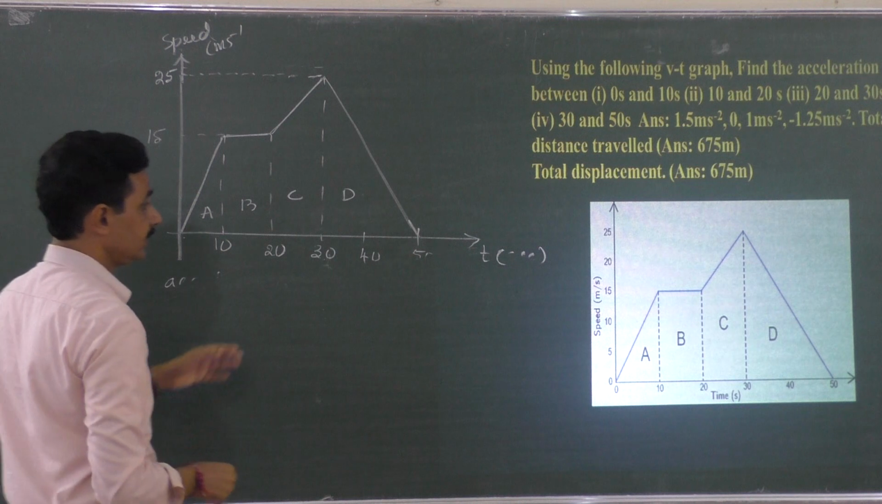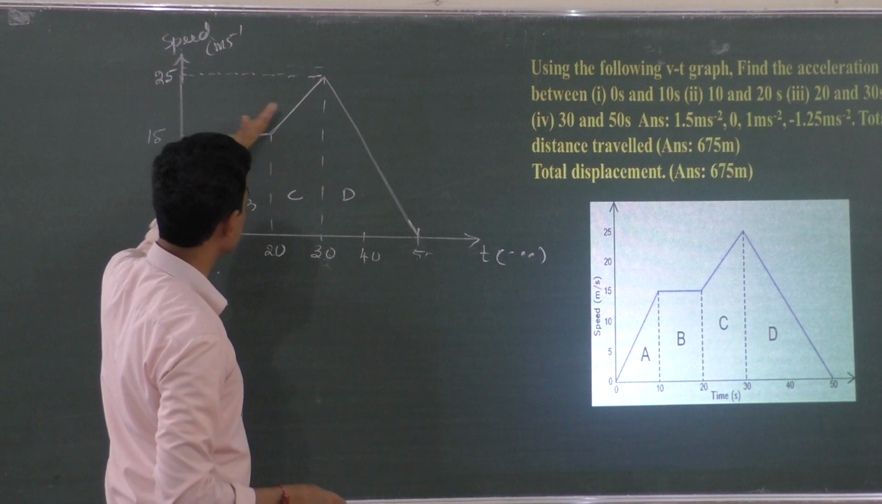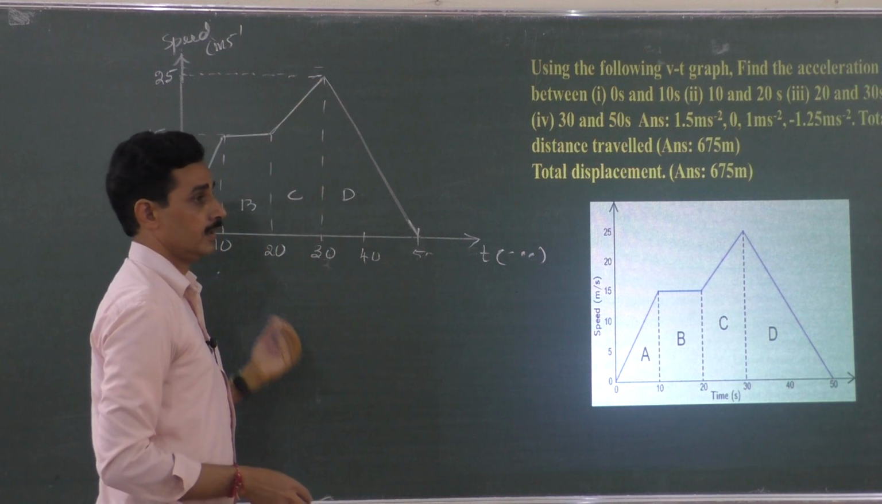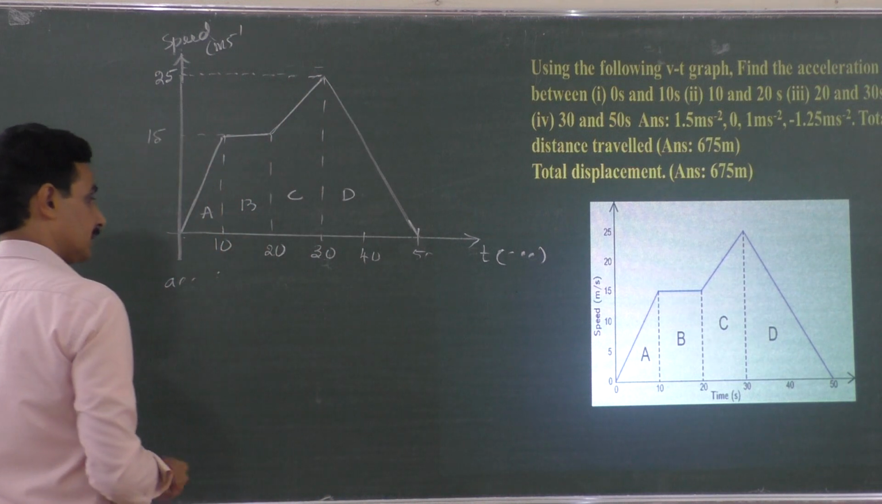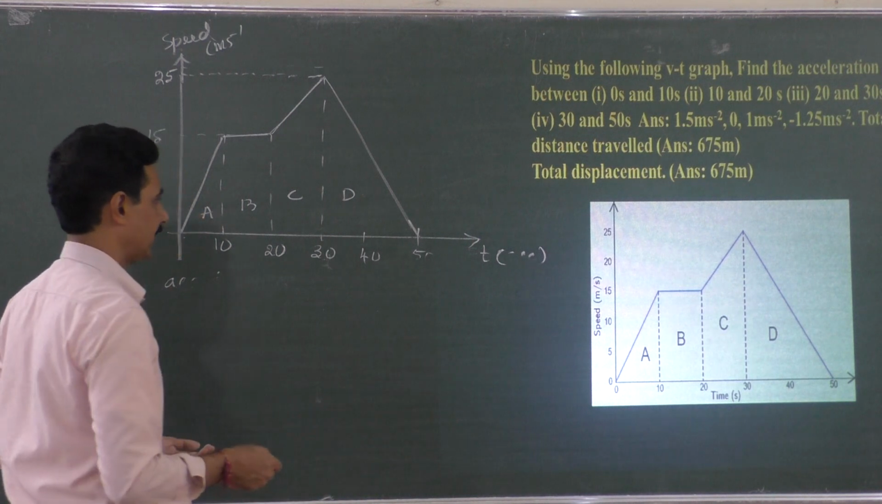During D its velocity is decreasing, you see. Earlier the velocity was constantly increasing, but here it is decreasing. Both are the same here because it is not returning back.